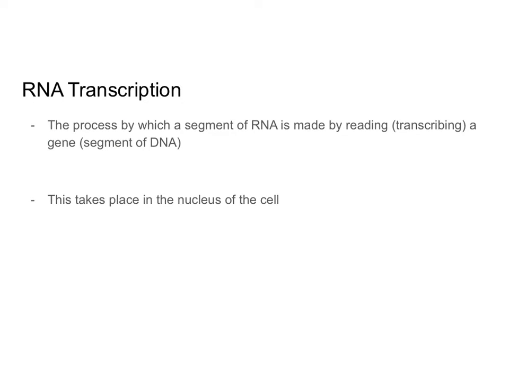All right, so all of that so far has been review. Now we have new stuff. RNA transcription is the process by which a segment of RNA is made by reading or transcribing a gene or a segment of DNA. And this also takes place in the nucleus of the cell because it uses DNA, and DNA is found in the nucleus.